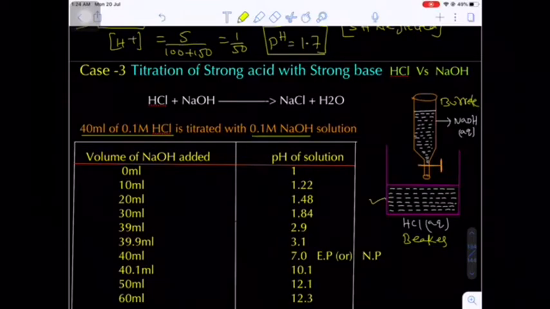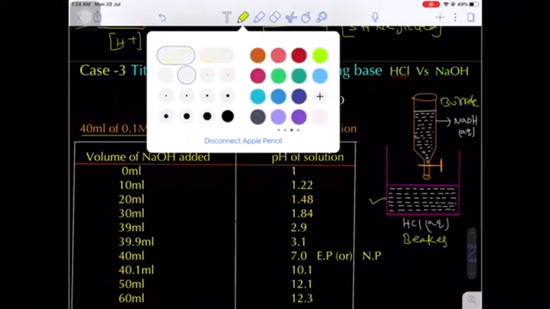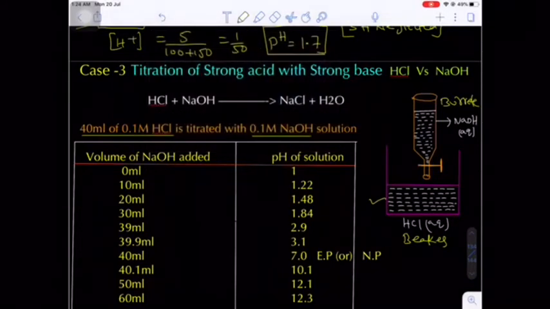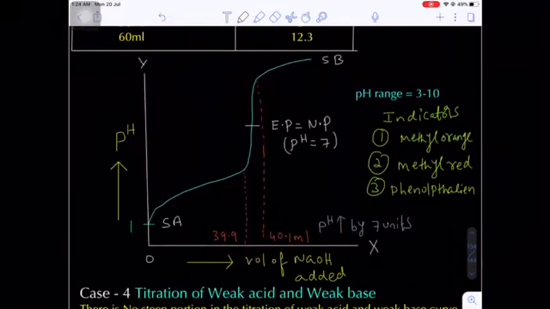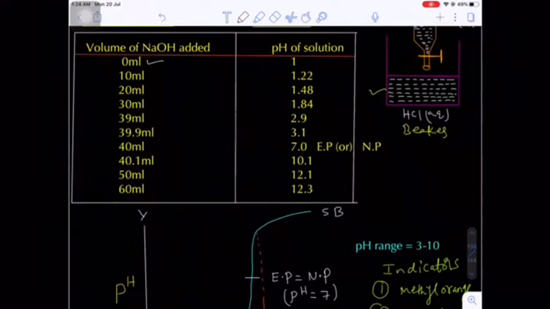Initially, let's suppose 40 ml of 0.1 molar hydrochloric acid is present in the beaker. Now we are titrating this hydrochloric acid with 0.1 molar NaOH. Let's suppose the volume of NaOH added initially is 0 ml. That means we are not adding any NaOH, and only hydrochloric acid is present in the solution. Are you getting my point?